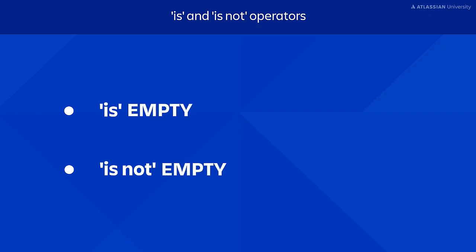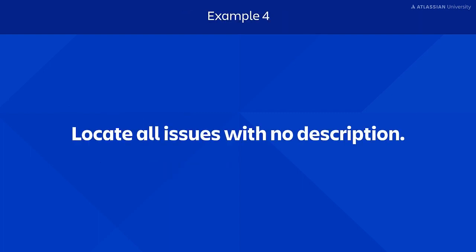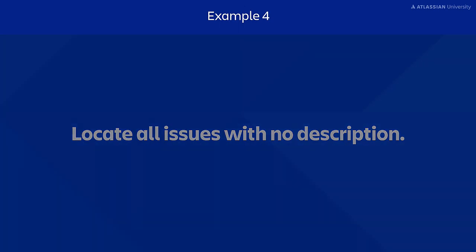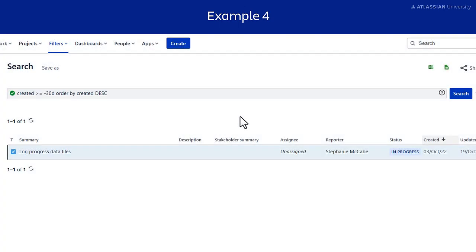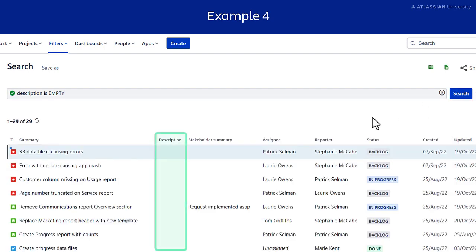There are more ways to search with text using the is and is not operators. You can pair the is and the is not operators with empty to find issues where a text field is or is not populated. Let's try this out. For example, let's say you need to find all issues that don't have a description. Clear your JQL text box. Type description. Add the operator is and the keyword empty. Jira will now return all issues that don't have a description.